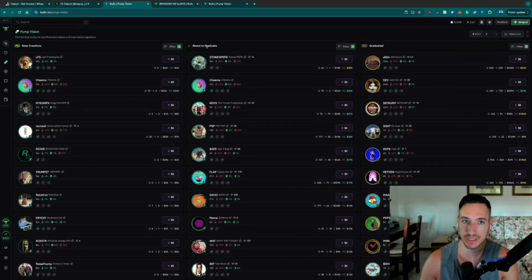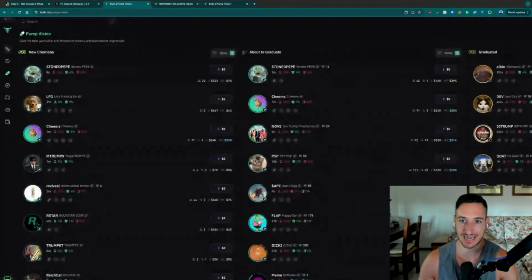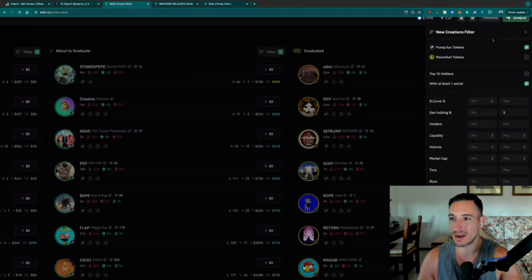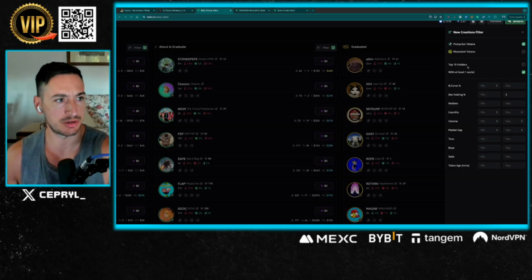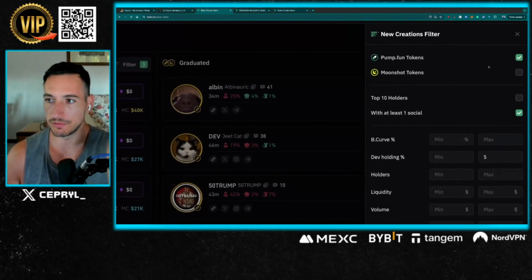What I actually like about this is that you can put filters, and the filters are actually separate for each and every one of these sections, which is pretty good. So for new creation, I'm going to talk about the average of how I would set these creation filters. Okay, let me change the screen so you can see it zoomed in. But what I like to do, for instance, is only focus on Pump Fun tokens.